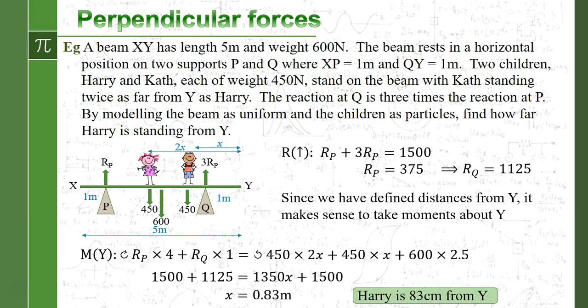Now, it's worth mentioning here as well that when we did the diagram, technically speaking, I put Harry here, but he could have moved and been in between Q and Y. We didn't know precisely where he was going to be. If we'd taken moments about Q, that would have created a problem. But by taking moments about Y, that gets rid of the fact that we don't know where precisely he was. Because if we'd taken moments about Q, would Harry's moment have been clockwise or anti-clockwise? At that point in time, we just didn't know. So taking moments about Y gets around that particular issue.